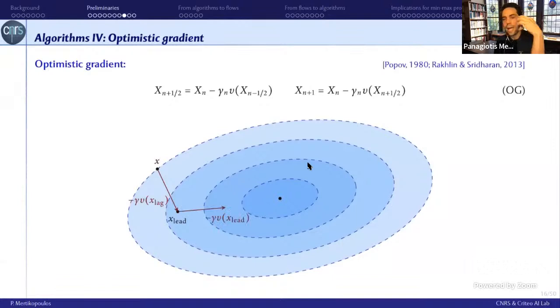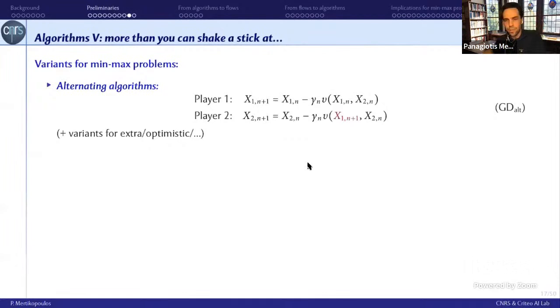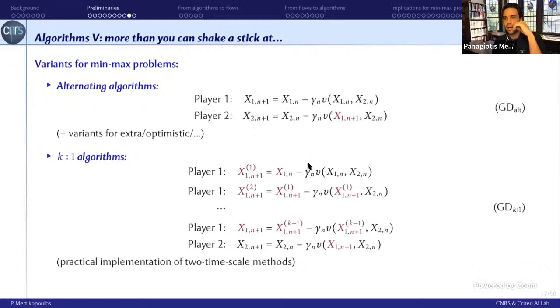All right. And of course, there is a bunch of other algorithms that are being used in practice, and we would also like to analyze with a sort of unified umbrella. Such as, for instance, alternating algorithms, where first one player updates, then another player updates, and so players update sequentially. Or if we go back to the original paper on GANs and we check out the specific instantiation of gradient descent, what was done there is what is known as a K1 update, where one player performs K updates for the other player's one.